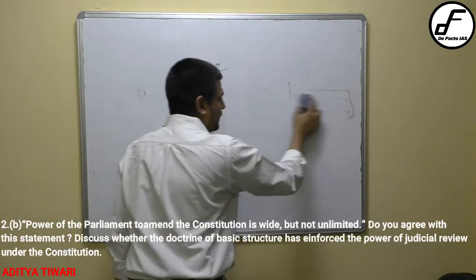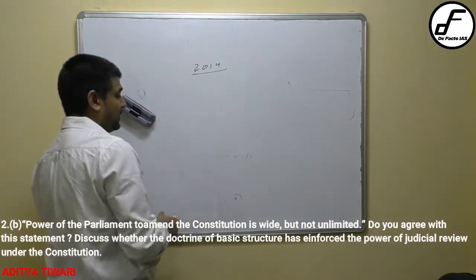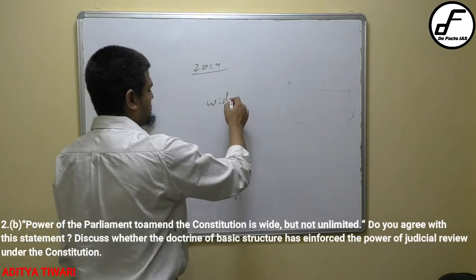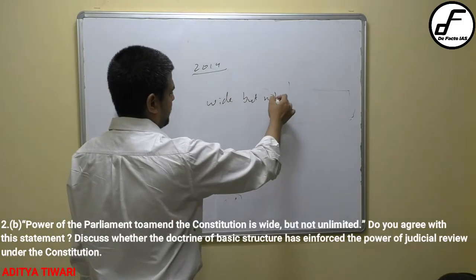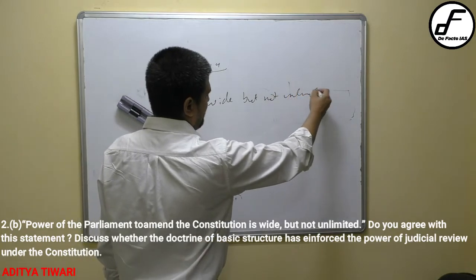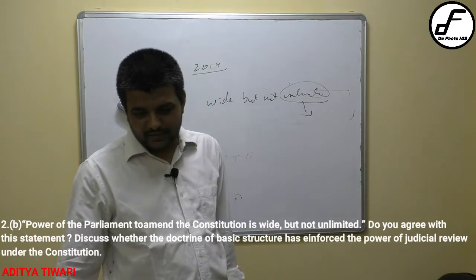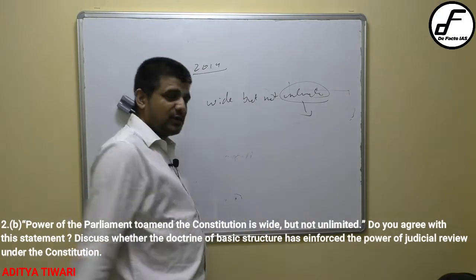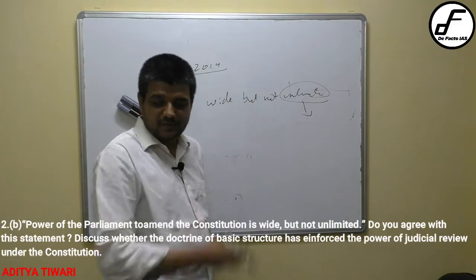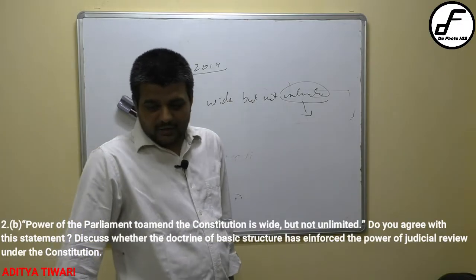The power of Parliament to amend the Constitution is wide but not unlimited. Now, what is the limit? Basic structure, unlimited, full stop. Do you agree with the statement? Obviously there is nothing to disagree. It is the Kesavananda Bharati doctrine actually. Do you agree with the statement?